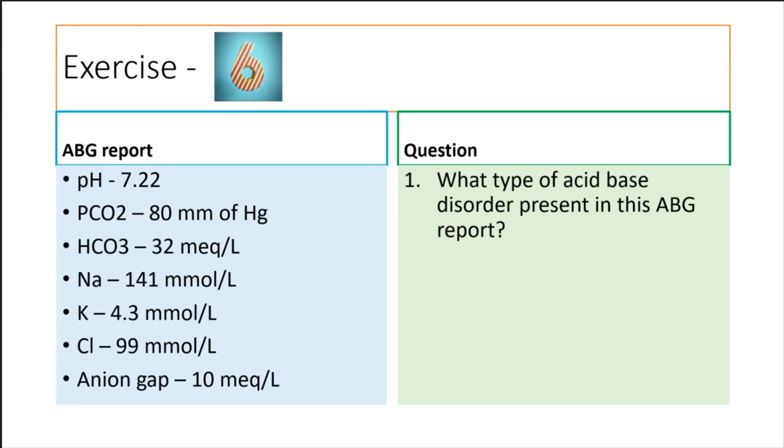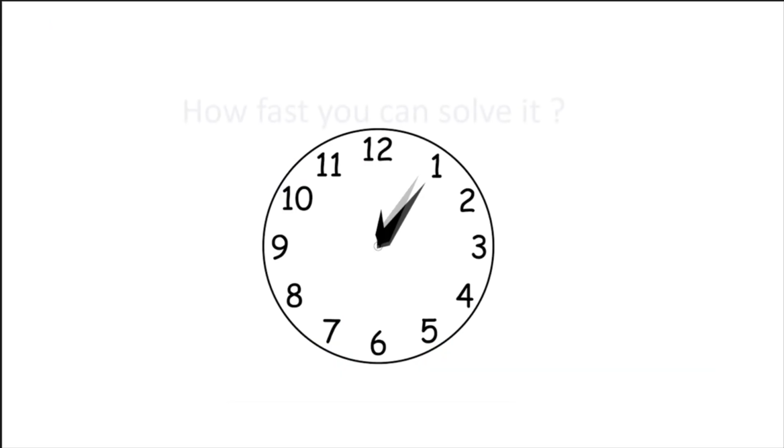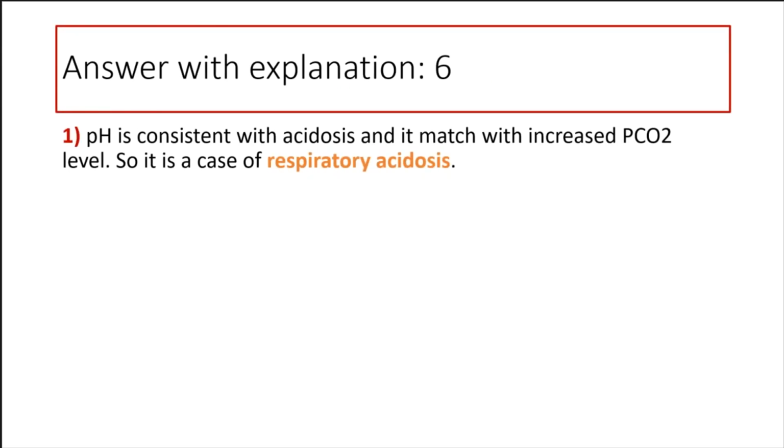Question. 1. What type of acid-base disorder is present in this ABG report? 2. How will you interpret the report? 3. What may be the underlying cause? How fast can you solve it? Answer with explanation 6. 1. pH is consistent with acidosis and it matches with increased PCO2 level. So it is a case of respiratory acidosis.